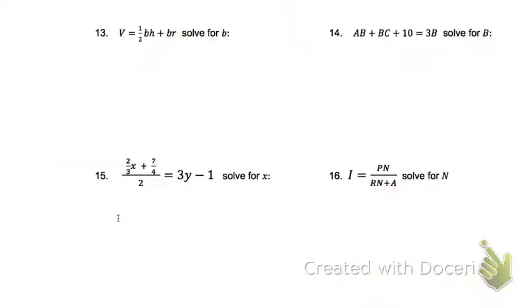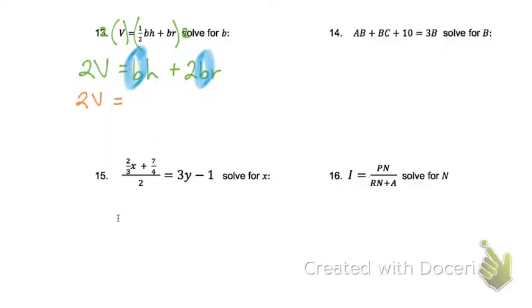First up, I want to get rid of a fraction, right? So I multiply everything by 2. And I get 2v equals bh plus 2br. We started off wrong. No, you start off right. Then I want to get b by itself, but I have b in 2 terms, right? So I can factor it out. Oh, you could just divide. And I can write this equals b times h plus 2r.